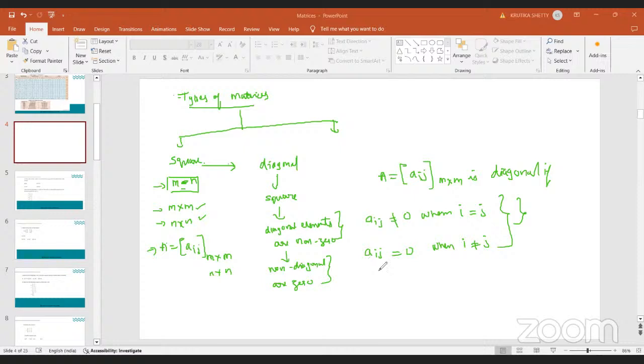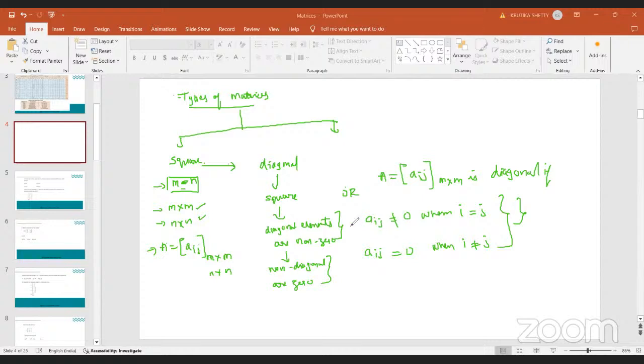So I have introduced you to two definitions. You can write the definition either in verbal form or in mathematical form. For MCQs the mathematical form is important, so the conditions may be given. Try to remember both forms. A square matrix is said to be a diagonal matrix if diagonal elements are non-zero and non-diagonal elements are 0. This you can write in the form of a condition.